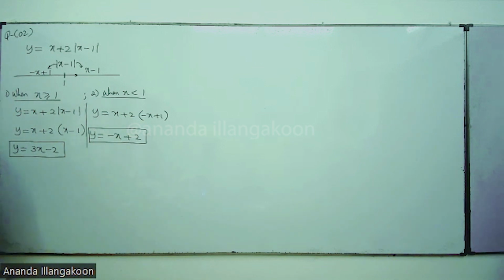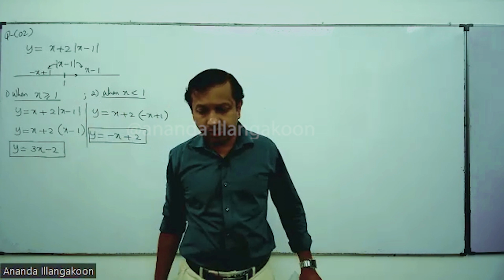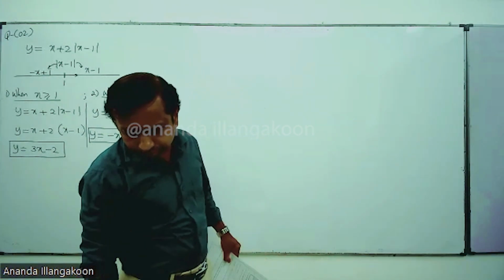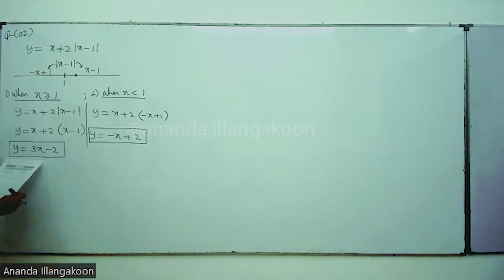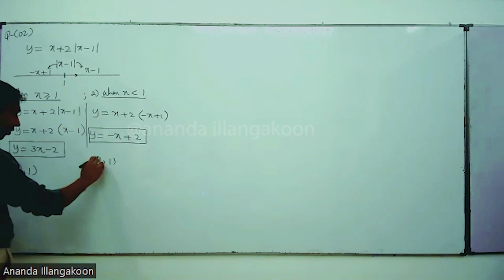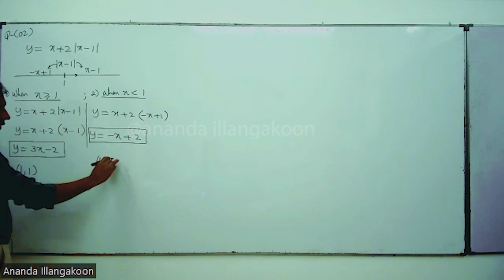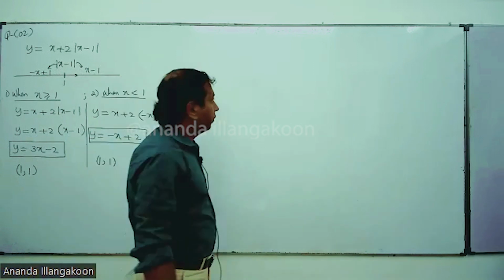Now, we know one point. When we find one point, definitely we have to put x equals 1. Put x equals 1. 3 minus 2 is 1. One point is 1, 1. Here x equals 1, same point coming. No need to check even. The other point we'll find when we do it. First, shall we draw this one now?